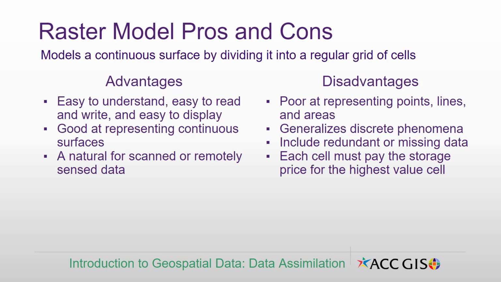The raster model includes redundant or missing data. Because your area of interest is represented by a large rectangle, you might have some areas that you're not really interested in, or there's data missing, but you still have to include it in your model. And then each cell must pay the storage price for the highest value cell. So if you have one particular cell where you need to store a decimal, then all of the cells have to store decimals.